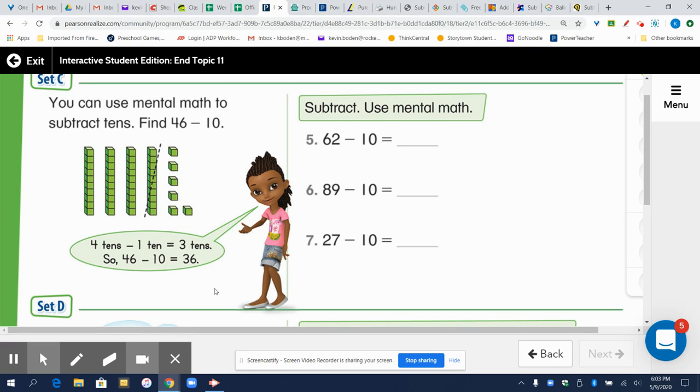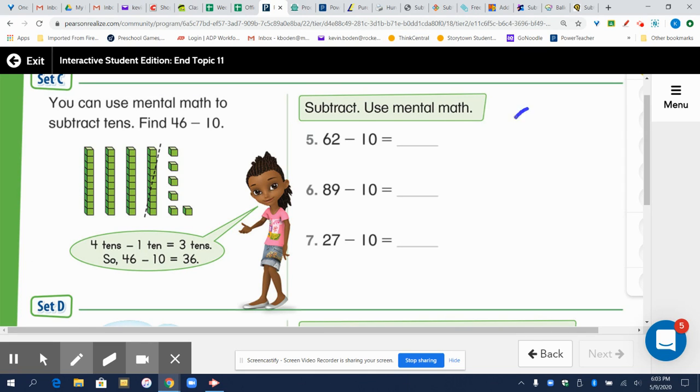So number 5 is pretty tricky. It says subtract, use mental math. So what we need to do now is just try our best to do these in our brain. If not, you can always draw models or place value blocks if you need to, or use a number line or a hundreds chart. That's okay too. But number 5 says 62 minus 10. So think of the number 62 and then take away 10.